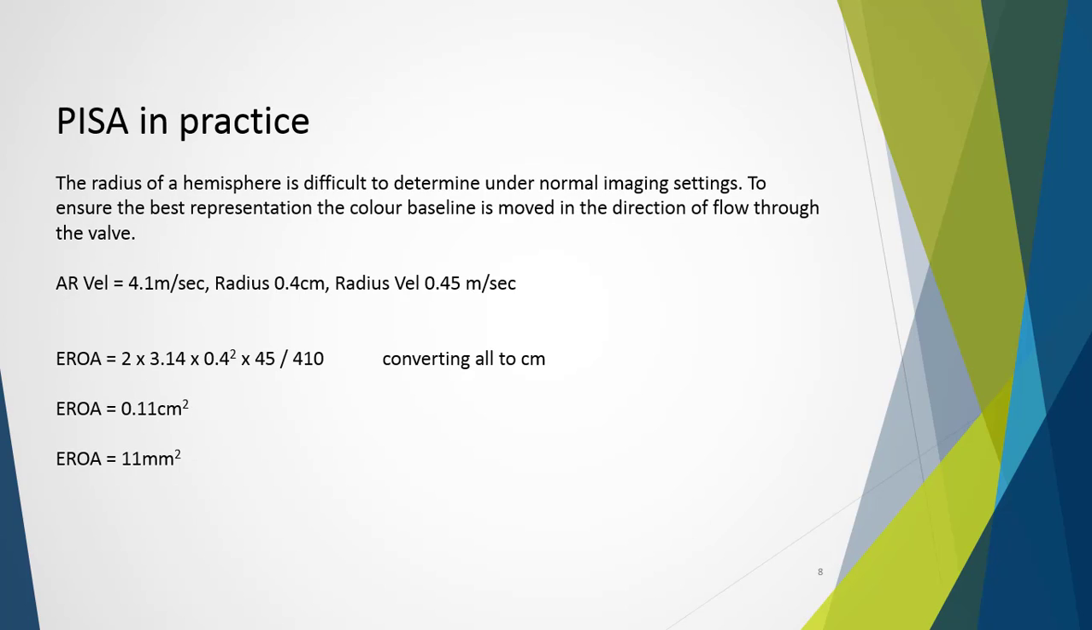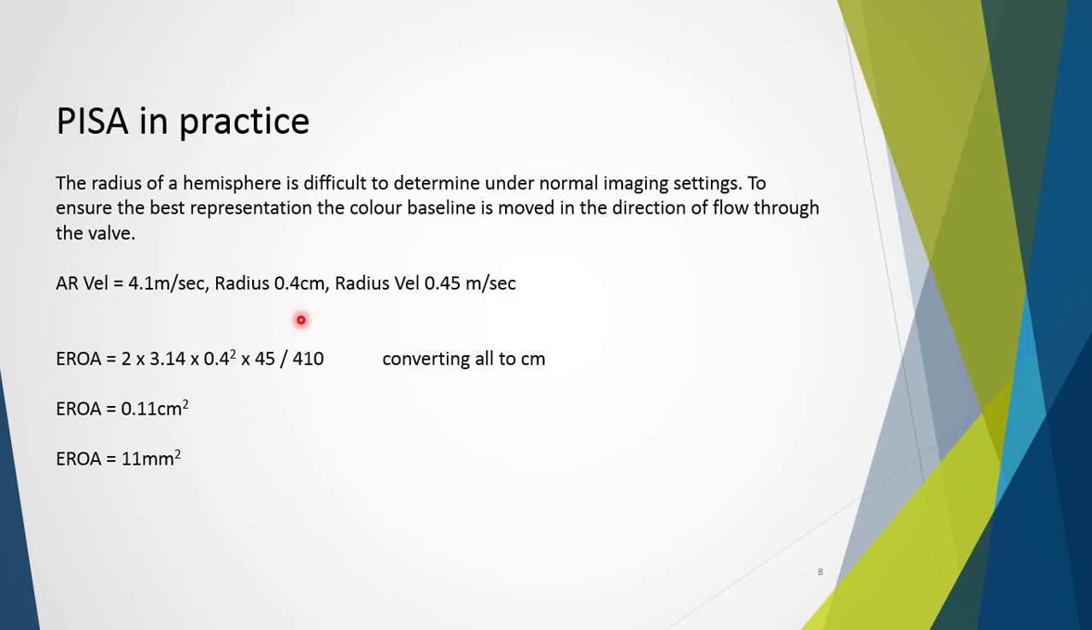So, putting these into practice, the radius of a hemisphere can actually be difficult to measure under normal imaging conditions. To ensure the best representation, the colour baseline is moved in the direction of flow through the valve, typically upwards. And so we have our set of values that we acquire. Regurgitant velocity 4.1. Now, important to note that we're actually measuring in early diastole to measure the peak there.